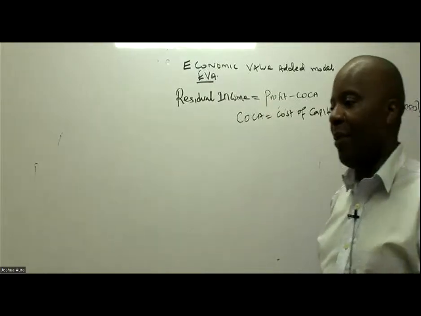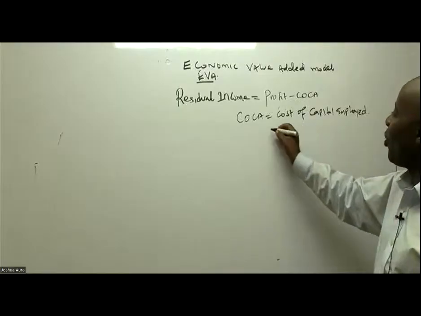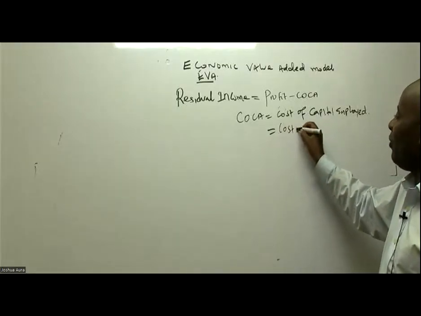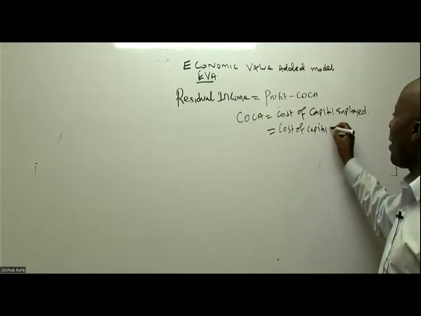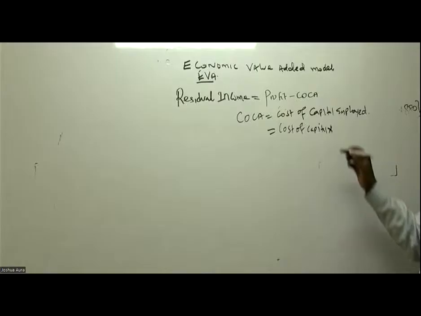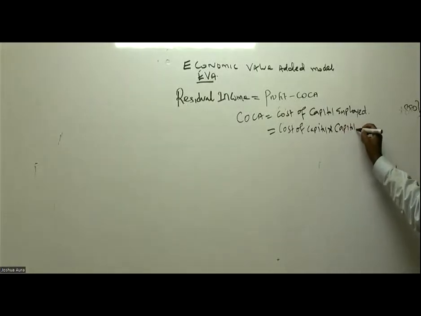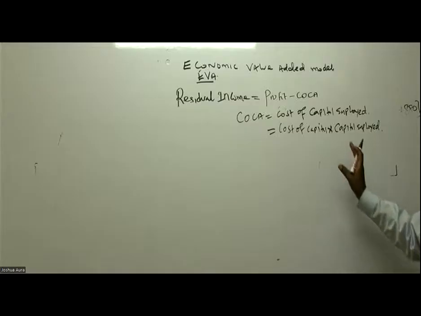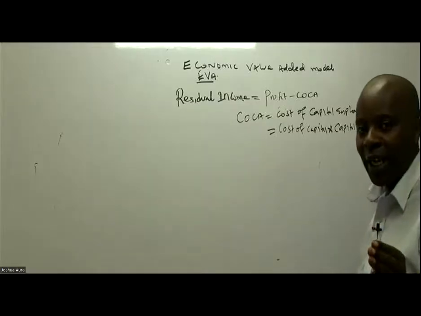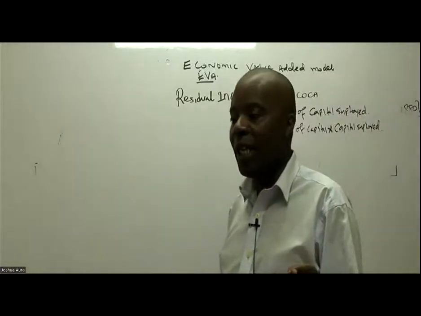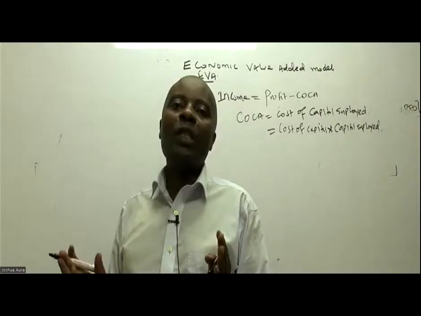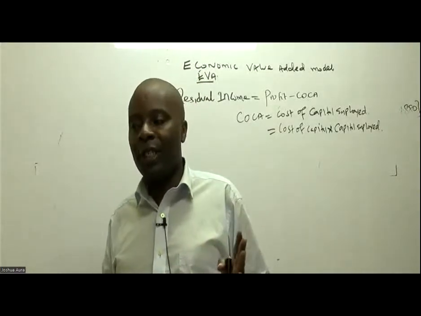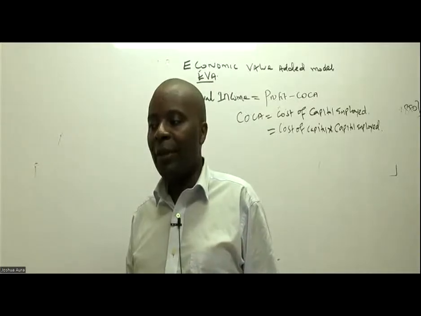So remember, to get this cost of capital employed, at times the examiner will give you the cost of capital times the capital that was employed at the beginning of the year. Because we look at how much capital was employed at the beginning of the year, and this capital was able to deliver what result in form of profit, right? So it is cost of capital times capital employed.